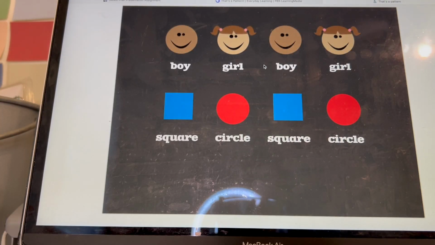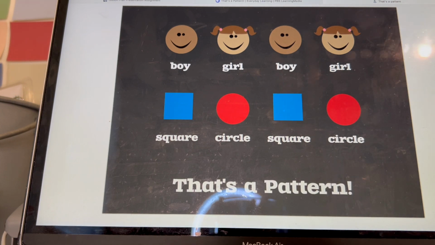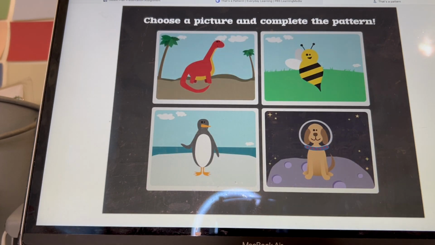When things are arranged following a rule, like first a boy, then a girl, then a boy, then a girl, or first a square, then a circle, then a square, then a circle, that's a pattern. Can you fill in the missing part of a pattern? Choose a picture and find out.